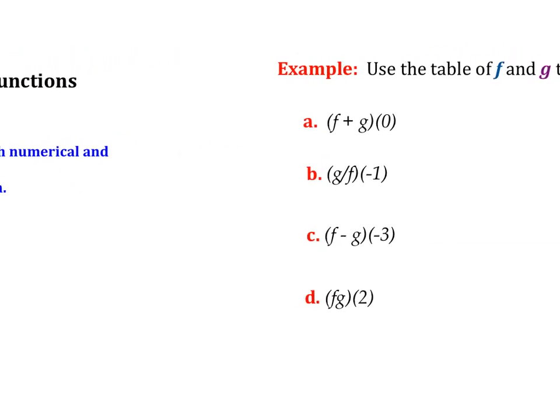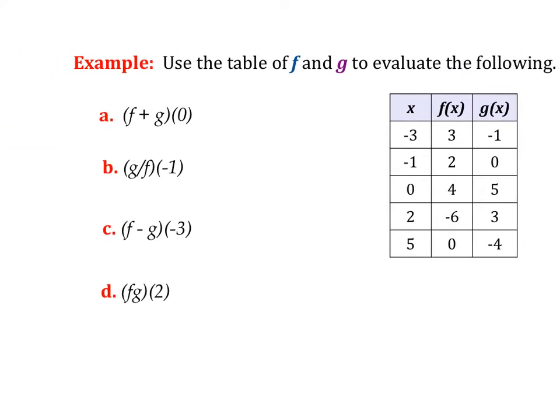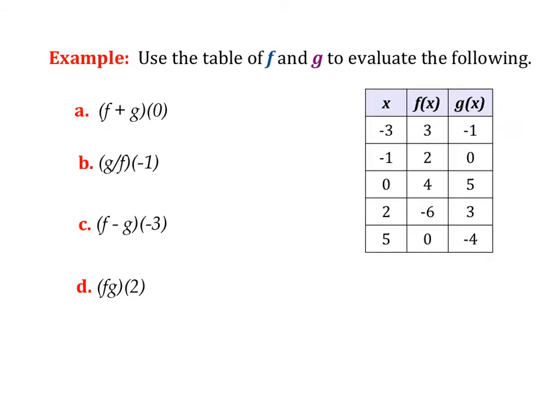But first, let's just recap what we know about function operations. So far, we've talked about the main four: addition, subtraction, multiplication, division. So here I've got f plus g of 0. So if I wanted to find f of 0 and g of 0, well, f of 0 is going to be 4, g of 0 is going to be 5. So if I'm going to add those together, 4 plus 5, that would just give me 9.